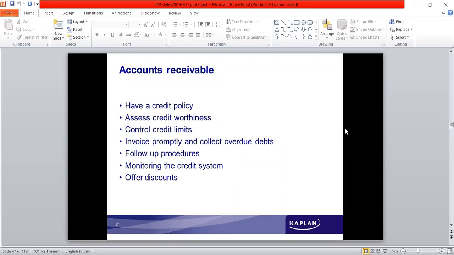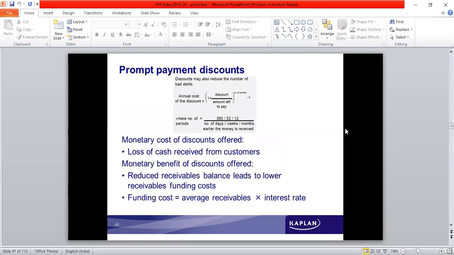They also offer discount facilities to the customers. So these are the aspects which we discussed yesterday. Then there is a concept about the amount of cash discount which is offered to the customers. There is a formula which is given. Discount may also reduce the number of bad debts. And the annual cost of the discount is given by a formula.